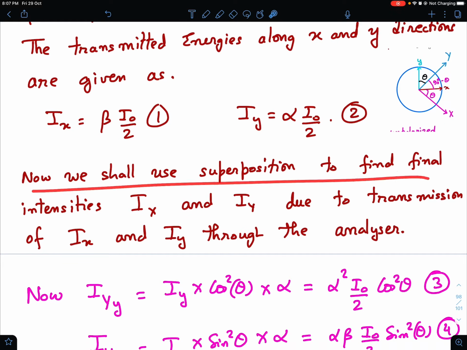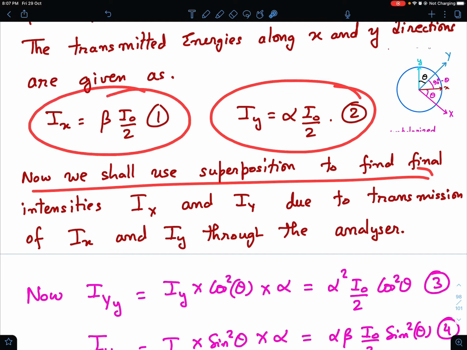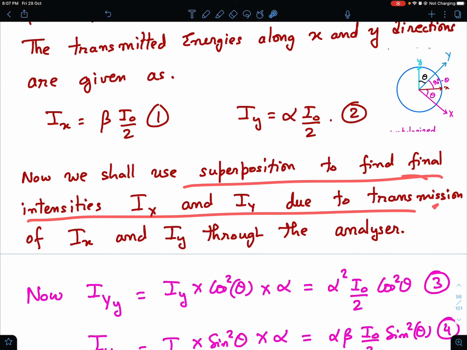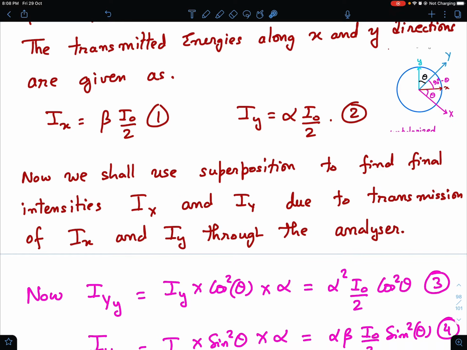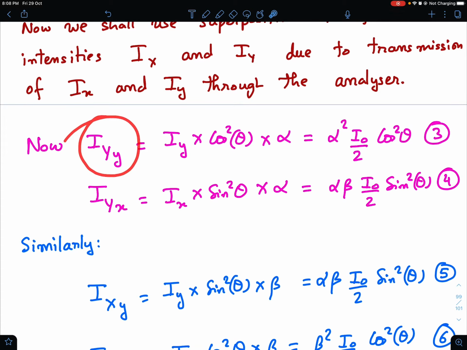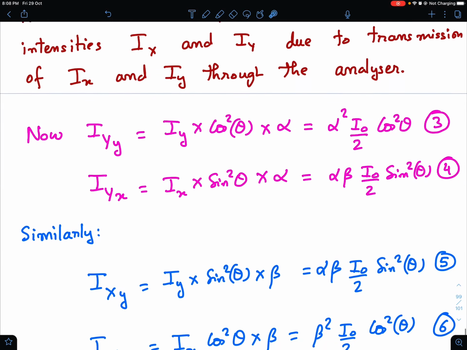Now we shall use superposition to find the final intensities. These intensities are being further processed by the second polarizer, or you can say analyzer. So we'll use superposition to find the final intensities I capital X and I capital Y due to transmission of I small x and I small y through the analyzer. I capital Y small y is the energy that is transmitted from I small y through capital Y.